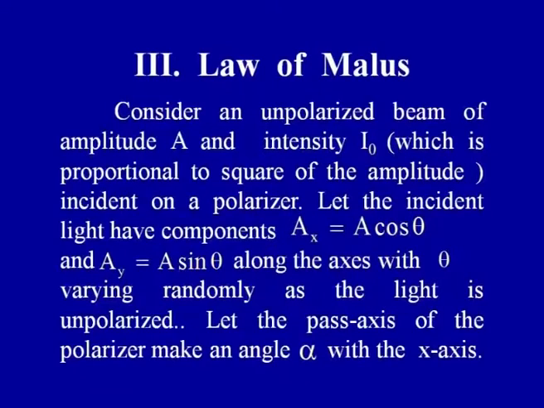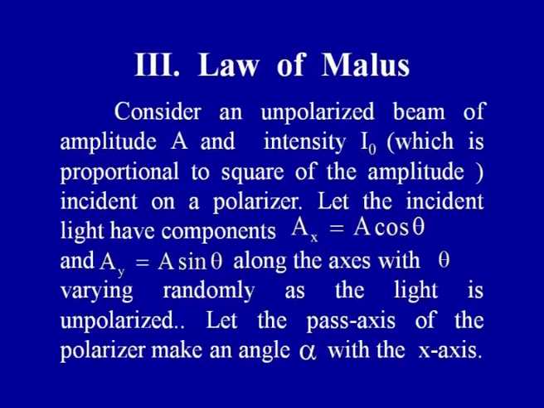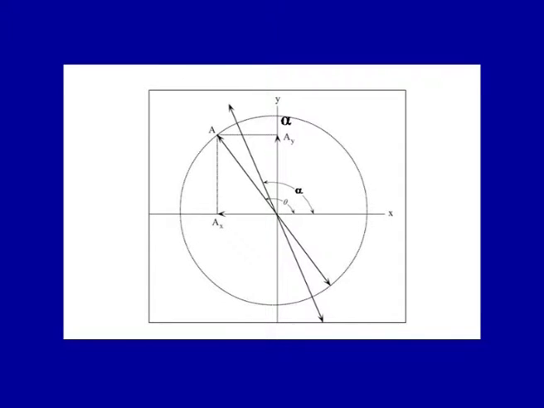Consider an unpolarized beam of amplitude A and intensity I naught, which is proportional to the square of the amplitude, as we know, incident on a polarizer. Let the incident light have components Ax equal to A cos theta and Ay equal to A sin theta along the axes, with theta varying randomly as the light is unpolarized. Let the path axis of the polarizer make an angle alpha with the x axis.